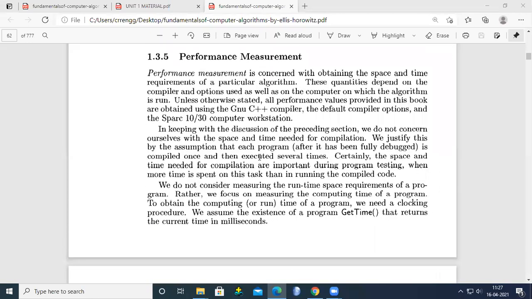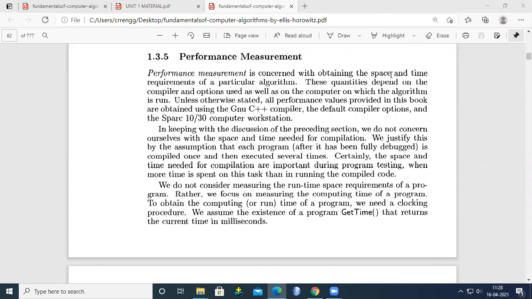So performance measurement. What is performance measurement? It is concerned with obtaining the space and time requirements of a particular algorithm. When you want to run an algorithm, two very important points are space complexity and time complexity. What is the time complexity? That is how much CPU time is needed to run an algorithm. What is the space complexity? How much memory is needed to run that particular algorithm.